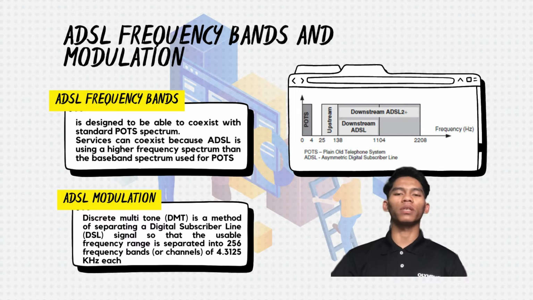DMT is a method of separating a digital subscriber line DSL signal, so the usable frequency range is separated into 256 channels of 4.3125 kHz each. With each channel, the modulation uses quadrature amplitude modulation, which is QAM. So that's all from me.